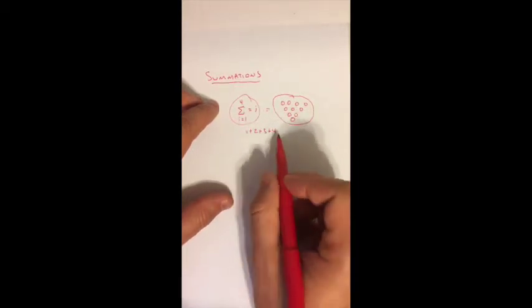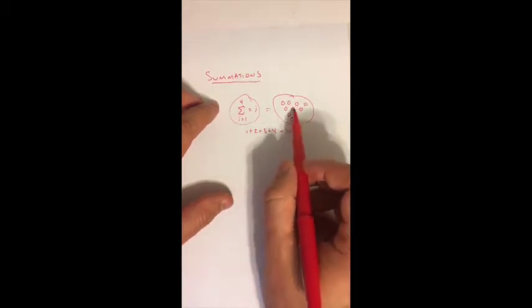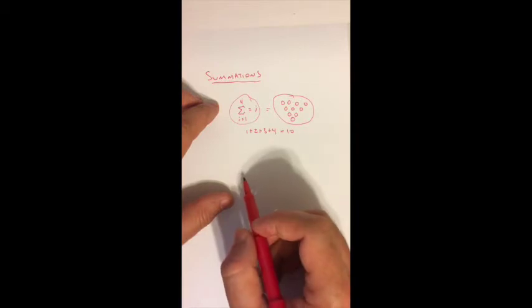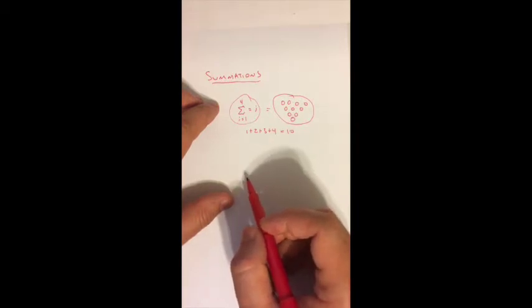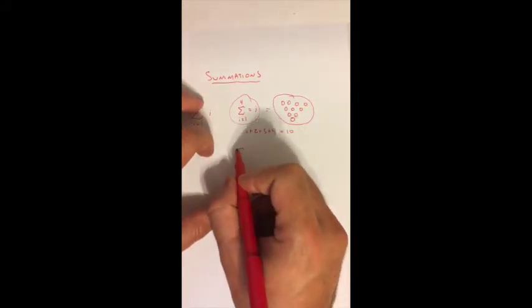We know that there are 10 pins in a bowling alley. And we can count them, 1, 2, 3, 4, 5, 6, 7, 8, 9, 10. But that's all a summation is. Let's add up numbers from a point to another point. And sometimes summations can be a little bit more complicated.